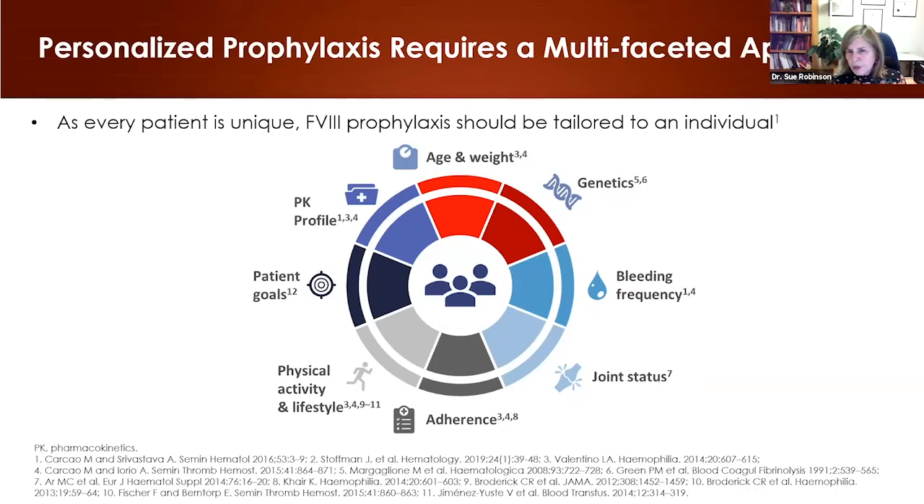Adherence: if you don't want to take needles and don't want to infuse, we need to consider that when it comes to prophylaxis. As mentioned, you need to know what you want to do for activity and lifestyle, what your goals are. And then we need to do the lab testing to know what your individual PK profile is.